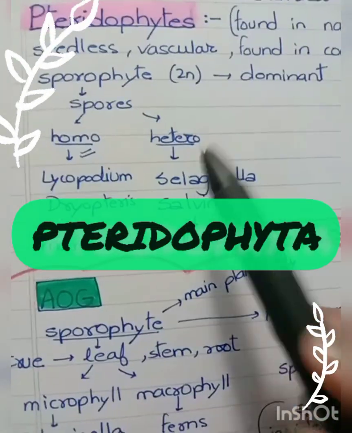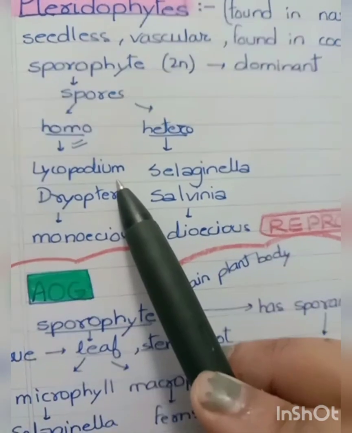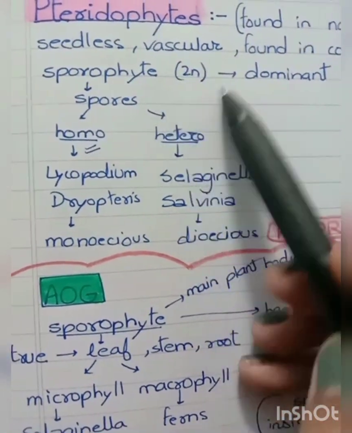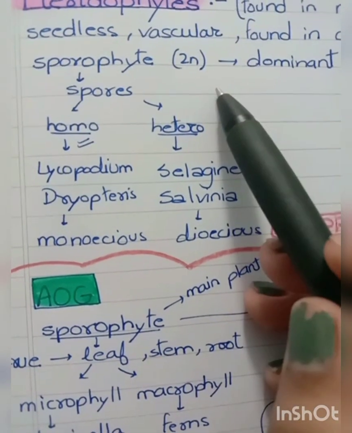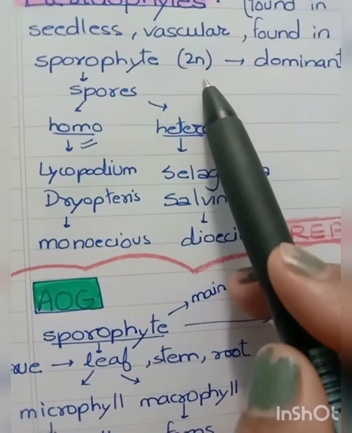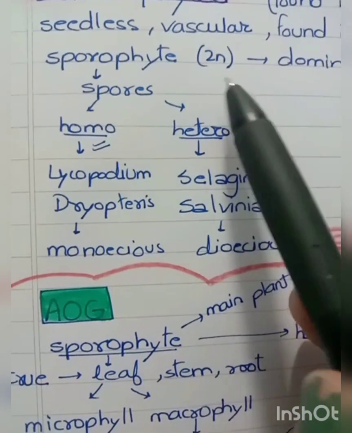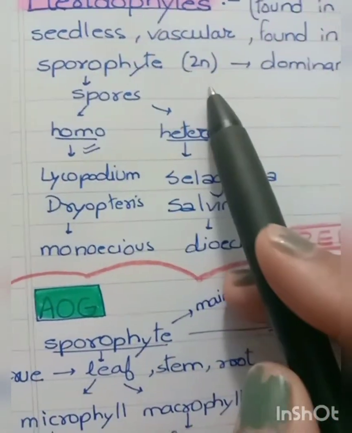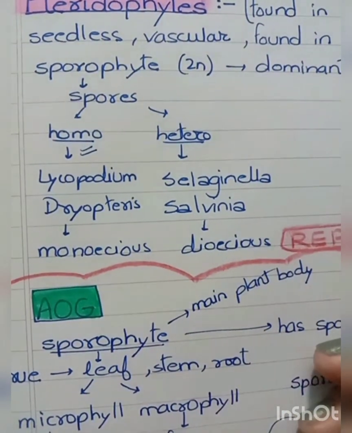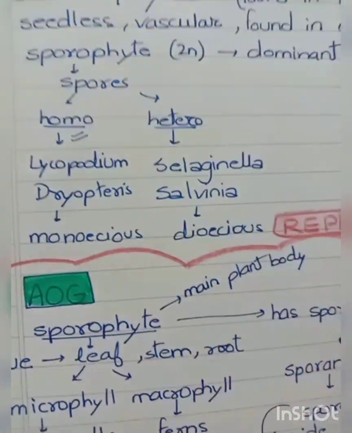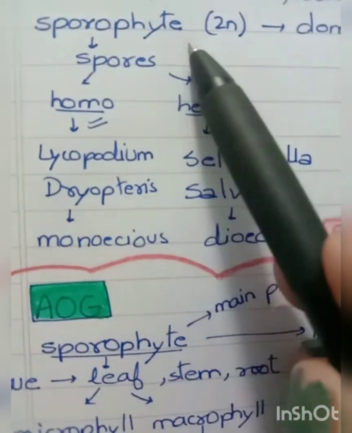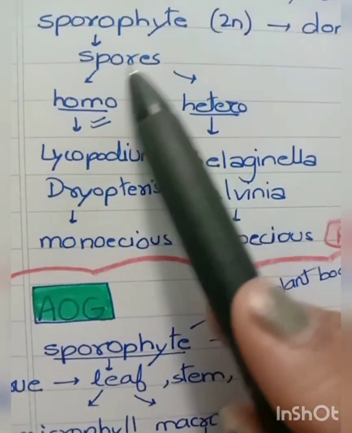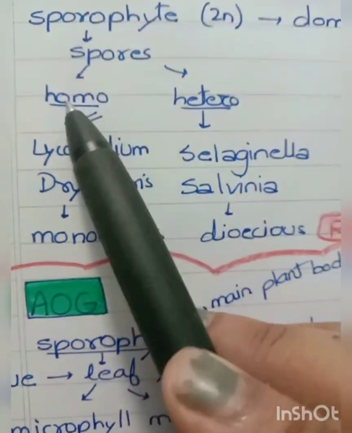See friends, we studied that in case of bryophytes, the gametophyte stage is the dominant one. But in case of pteridophytes, the sporophyte stage is dominant. And you should always remember that sporophyte is always diploid, and that gametophyte is always haploid, because gametes are always haploid in nature. Okay. The sporophyte forms spores, and in pteridophytes, spores are of two types.